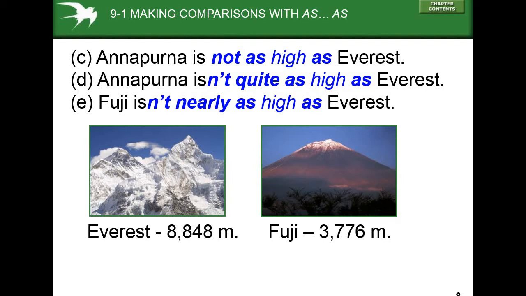Quite means a little, a little close. Okay, isn't nearly means there is no comparison at all. Why? Because Mount Everest is 8,848 meters high, but Fuji is not even half of that. Only 3,776 meters. So that's why Fuji isn't nearly as high as Everest. Isn't means is not. You can also write it as is not nearly as high as Everest.